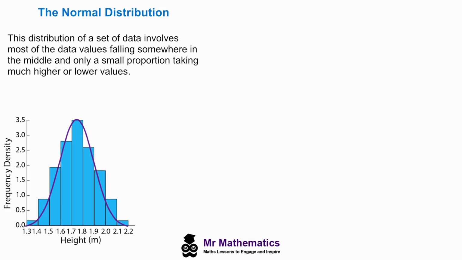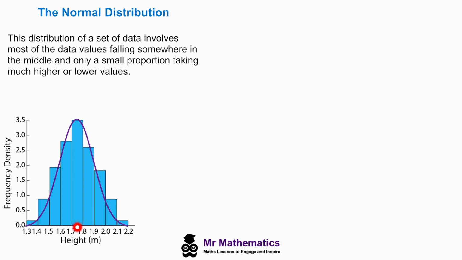Hi everybody. So this is my first video in the series on an introduction to the normal distribution. And this distribution of a set of data involves most of the data values falling somewhere in the middle and only a small proportion taking much higher or lower values. So you can see in this histogram that most of the data points fall between 1.6 and 1.9. The modal class is between 1.7 and 1.8.